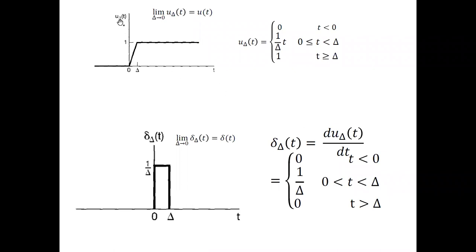So this is u delta of t. The derivative for t less than zero is zero because we are just taking the derivative of a straight line. The derivative for t larger than delta is also zero, because it's also the derivative of a straight line. But in between zero and delta, the derivative is just the slope of this segment. What is the slope of this segment? It is 1/delta. So if we take the derivative of u delta of t, the resulting signal delta delta of t is expressed as follows and is plotted on the left. It is zero everywhere, except in this small segment from zero to delta, where it has the height 1/delta.